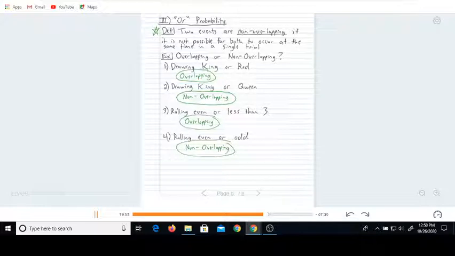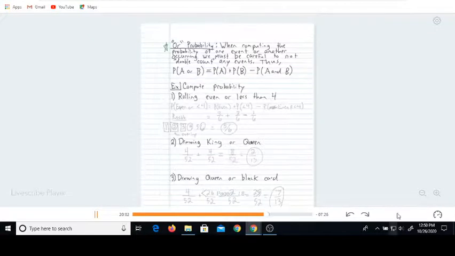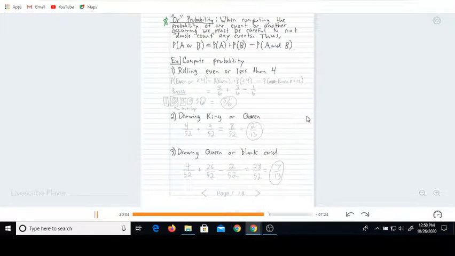Now this overlap is going to be very important when we start discussing OR probabilities. So when computing the probability of one event or another occurring, we must be careful to not double count any events. So in other words, we can't double count the overlap. So to compute the probability of event A or B happening, you take the sum of the probabilities and subtract the probability of the overlap. So let's look at an example. Looking at number 1, compute the probability of rolling even or less than 4.